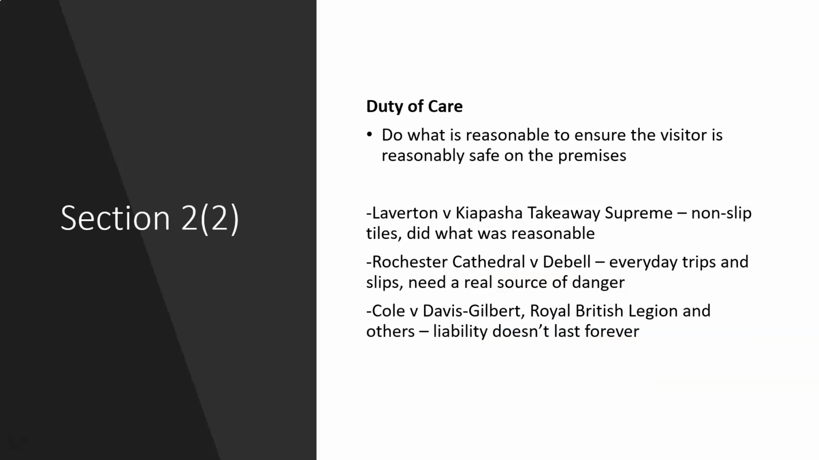So what actually is the duty of care then? We've seen who an occupier is and what the premises is and what a lawful visitor is, but what does the occupier actually have to do or not do? The very simple answer is they have to do what's reasonable to ensure the visitor is reasonably safe on the premises. You've got to make sure you get the right terminology there, because quite often people say they've got to make sure the premises are safe. That is wrong. De facto you do, but the duty of care is to do what's reasonable to ensure the visitor is reasonably safe on the premises.